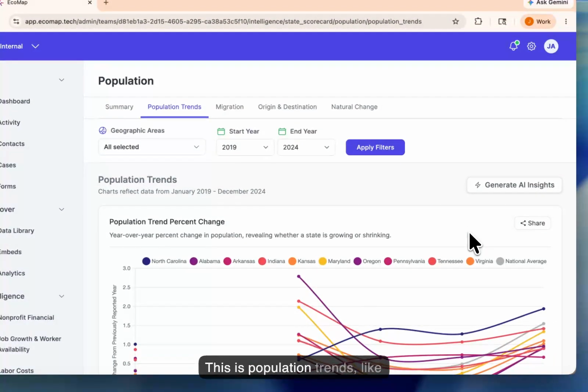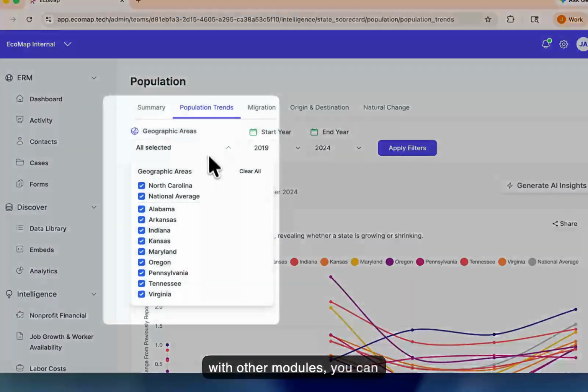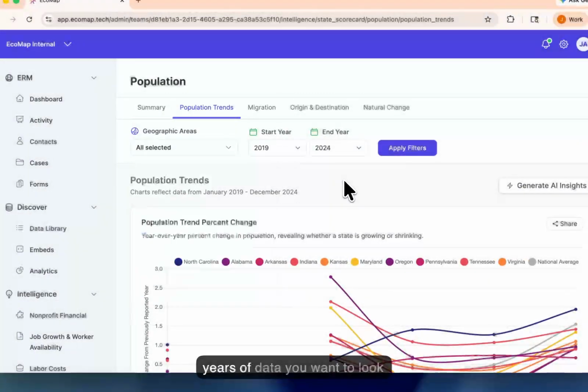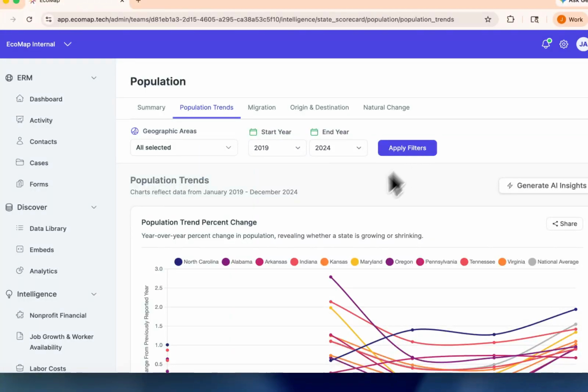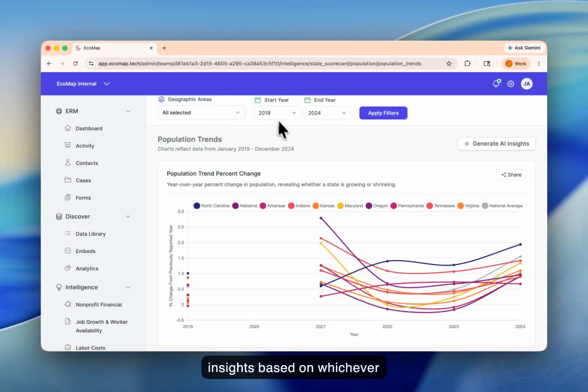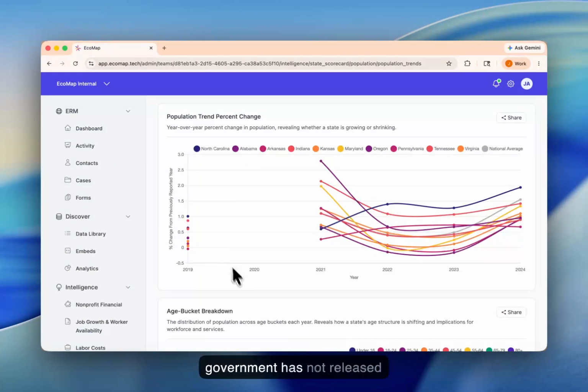So let's go ahead to the first submodule. This is population trends. Like with other modules, you can filter down by the states you've selected. You can filter by the years of data you want to look at. And you can generate AI insights based on whichever data is being shown. Interestingly enough, the government has not released data for 2020, which is why you see this big gap here.